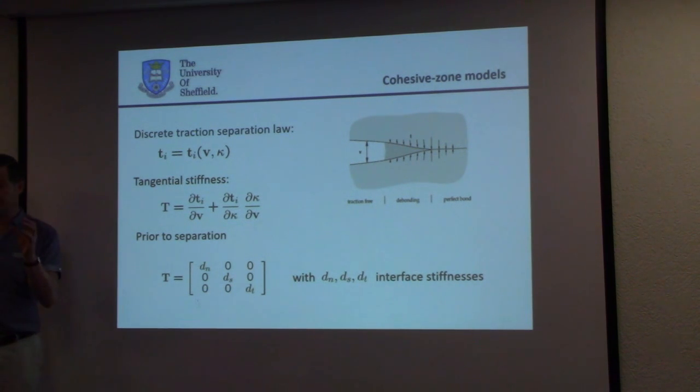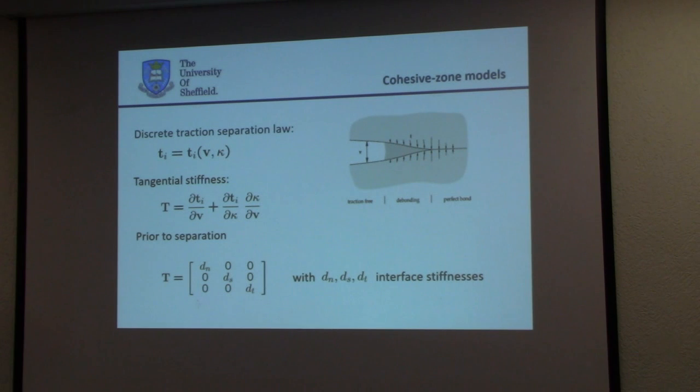Now, these interfaces, you can do two things. You can either put them a priori before the whole process begins, or you can do a kind of remeshing and insert them during the fracture process. The last one seems the more elegant one, but this was also, from a software point of view, the more complicated. So most people insert them a priori before the whole fracture process starts.